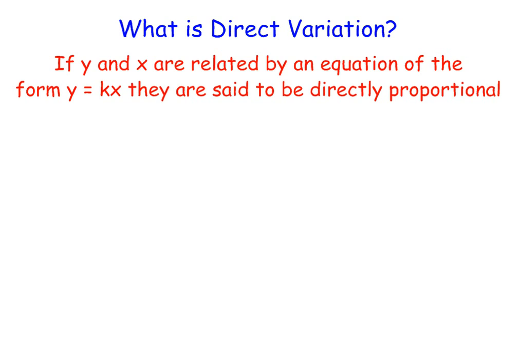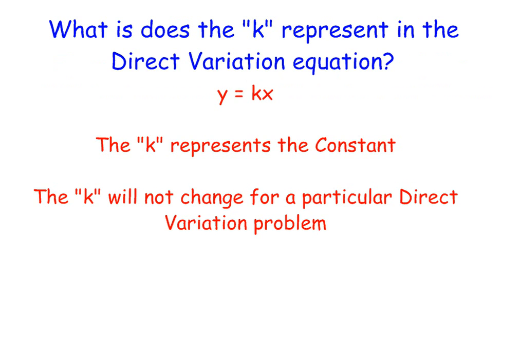Direct variation is just when y and x are related by an equation of the form y equals kx, and they are said to be directly proportional. What it means to be directly proportional is that when one value increases, the other value increases. So as x gets larger, y gets larger as well. If x gets smaller, y gets smaller. So the k is our constant in this variation.